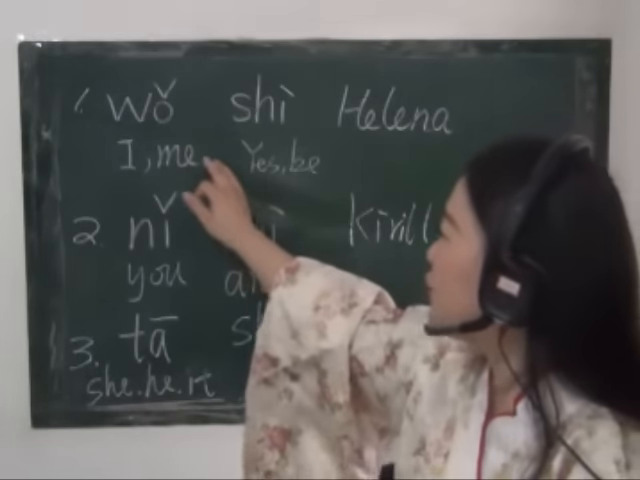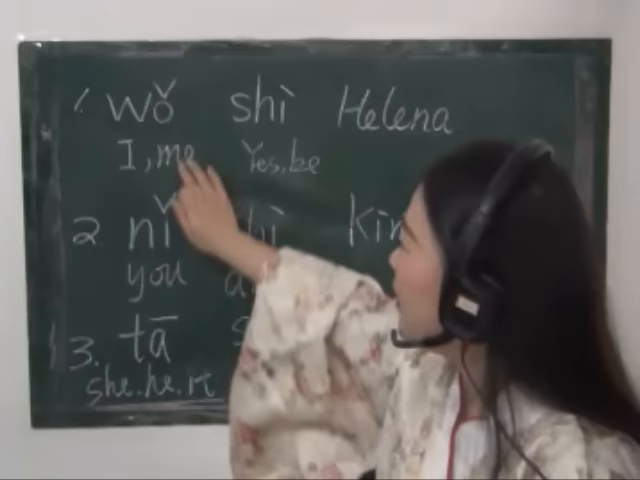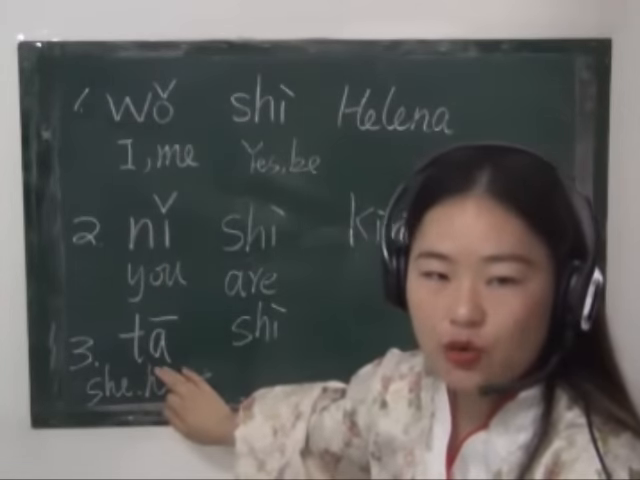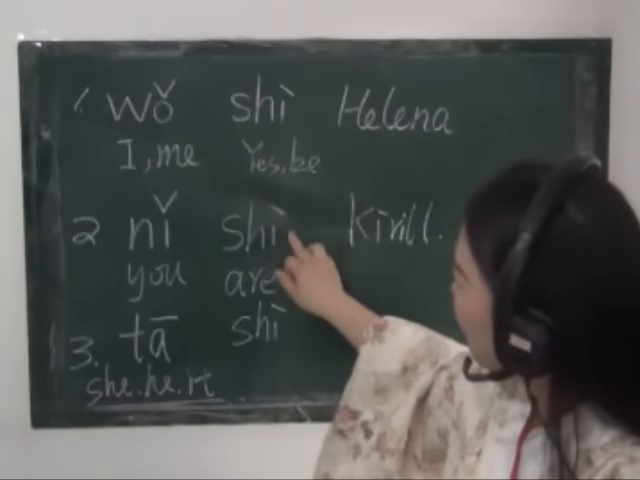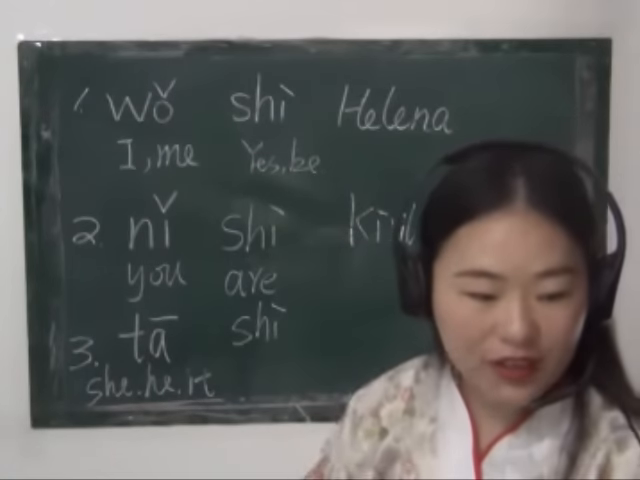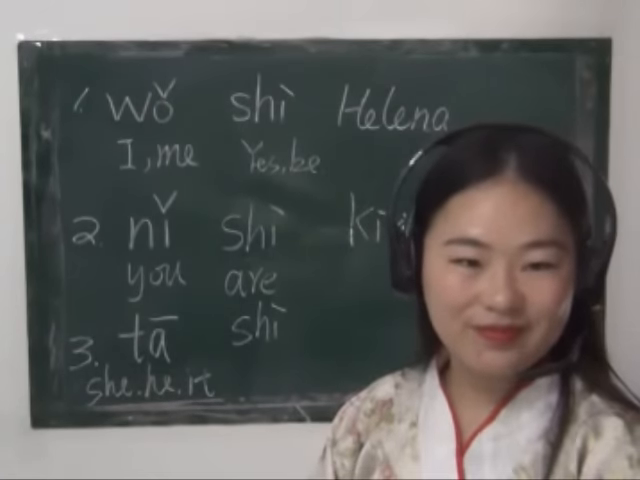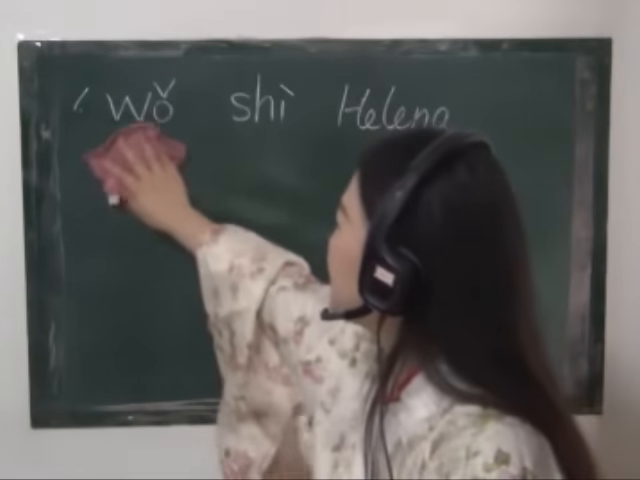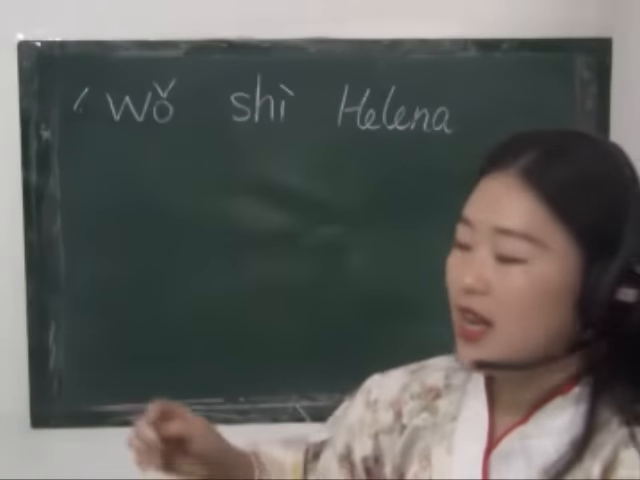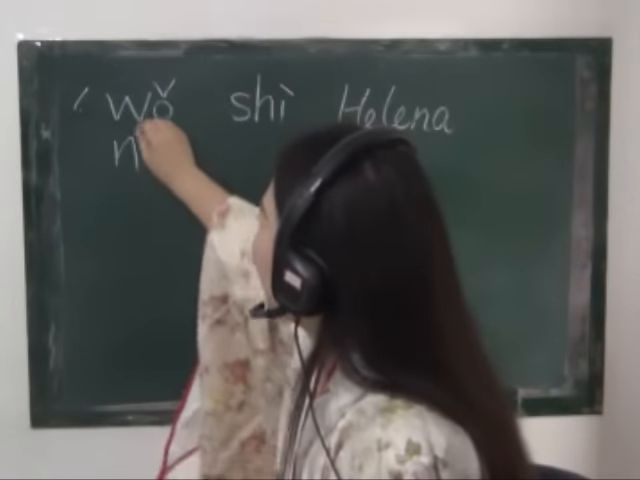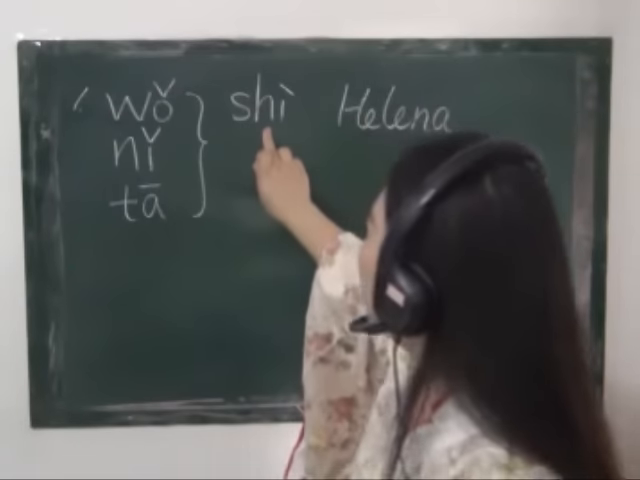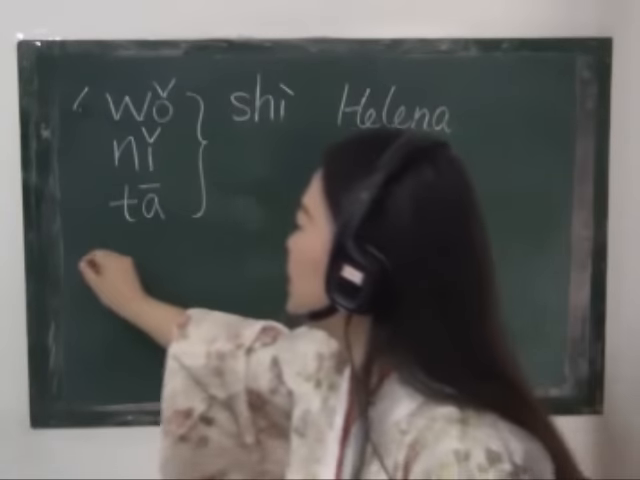So now, actually, we know the three new words, right? 我 I, 你 you, 他 she or he, and one verb is 是. Do you have any questions? Okay, so I will speak it and I will show you the second sentence. So we can see that we can use 我, 你 and 他 followed by 是 and somebody's name.